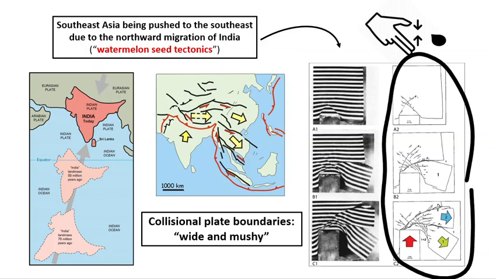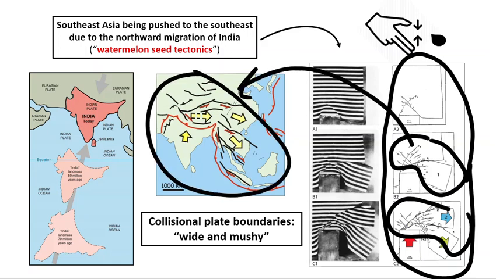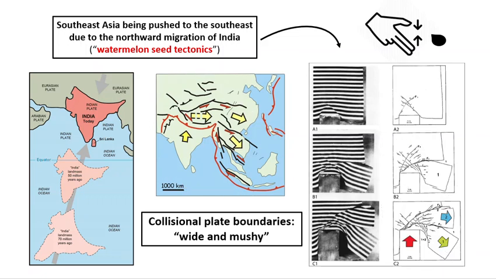You can see that the pattern of faulting in the model, in the blocks, fairly closely resembles the pattern of faulting and block movement in the real world in Southeast Asia. So yeah, pretty interesting study. And since that study, researchers have referred to this process as, quote, "watermelon seed tectonics." It's a very colorful name there.